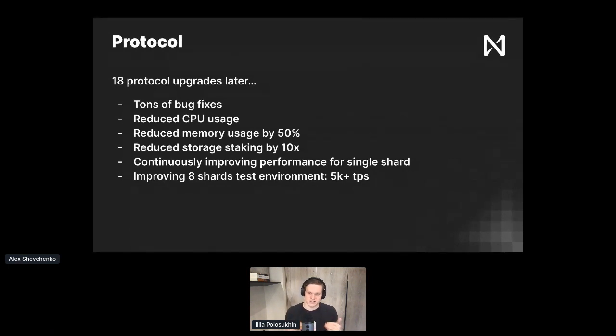We have test environments with 8 shards and are testing more. And really, on one side, we still don't need this, right? Even with current growth, there's still lots of capacity in the 1 shard. And so we want to make sure that as we transition into this multi-shard environment, everything will be running as fast and as smooth as possible. So we've been testing this for the past few months.